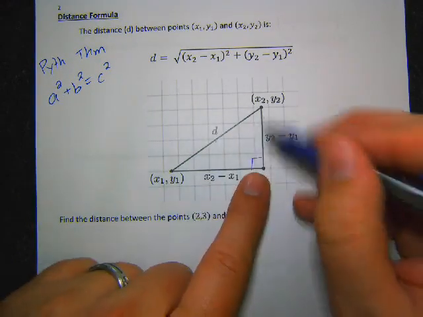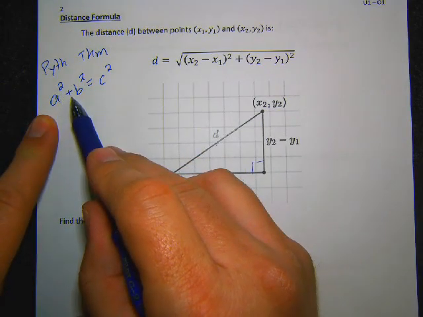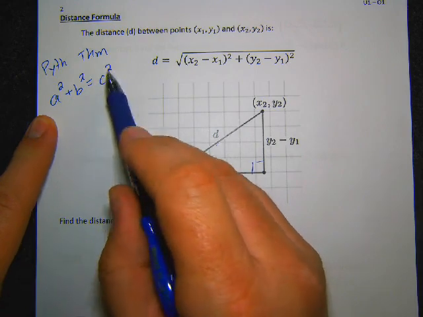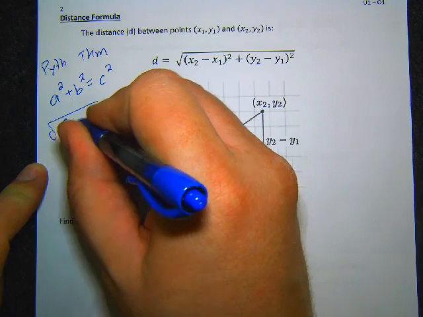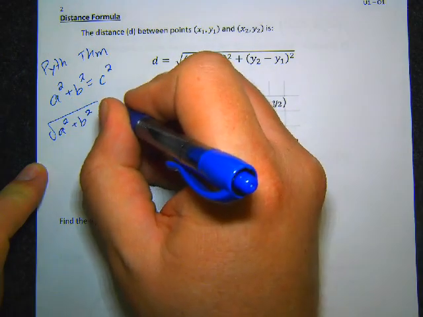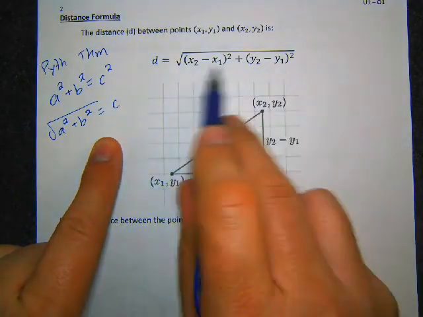If we take the two shorter sides and we square them, add them together, and then since we don't want the final answer to be squared, we'll go back and square root it. So we'll actually do this version where we square root both sides, because when you square root the c squared, you just get the c. And so that's actually the equation. That's what this distance formula is up here.